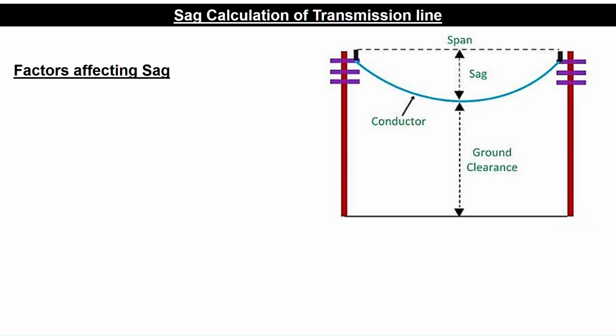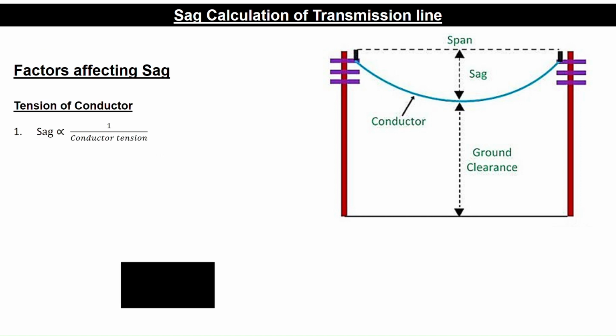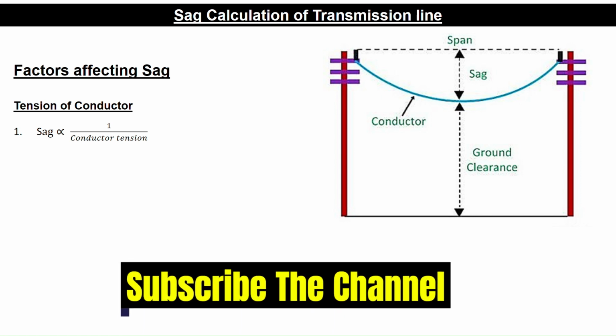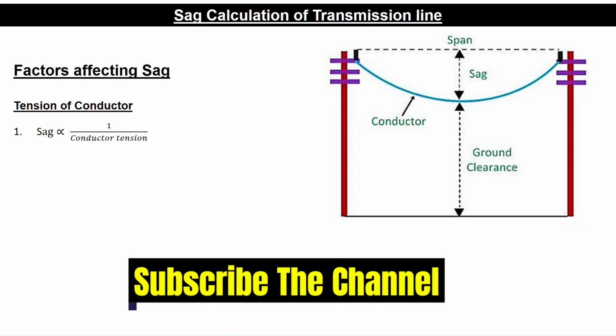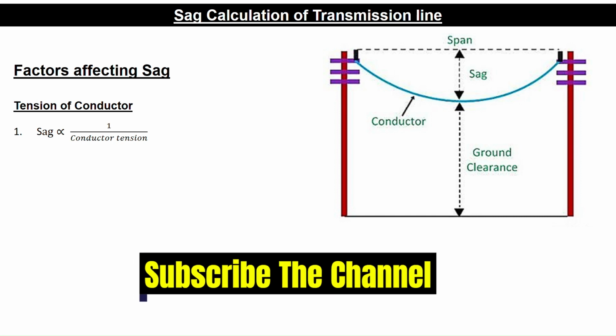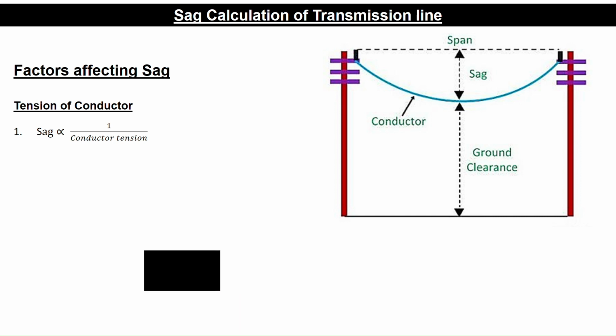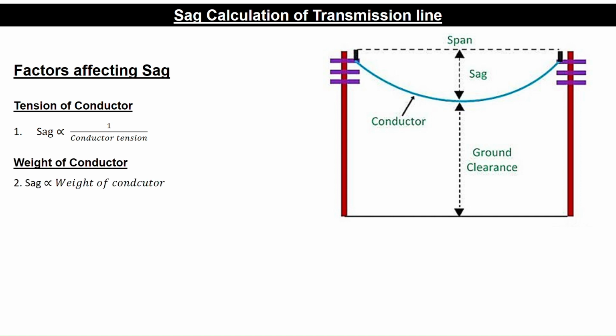What are the factors on which the sag depends? Number one is tension of a conductor. Sag is inversely proportional to the conductor tension. That means if the conductor tension is less, sag will be more. If the conductor tension is more, sag will be less. Weight of conductor: sag is directly proportional to the weight of conductor.